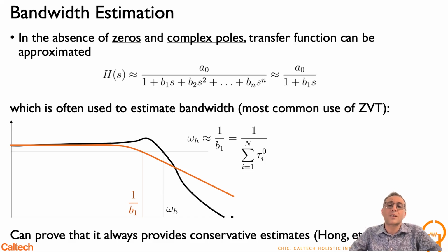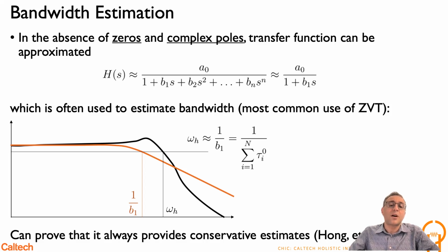And that therefore you can approximate it as this around the frequency omega h. And this is what you use for estimating the bandwidth. So basically you say omega h is approximately 1 over b1, because you're approximating it to the first order system, which is basically exactly, now b1 is exactly this sum.